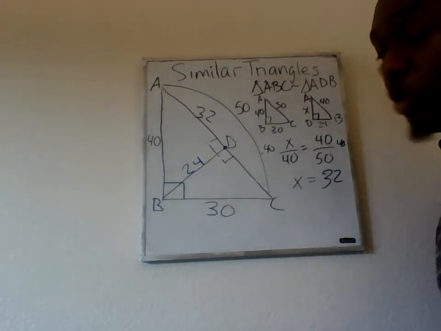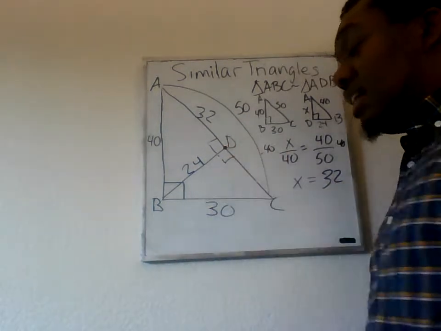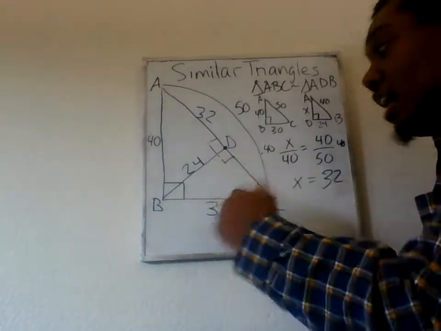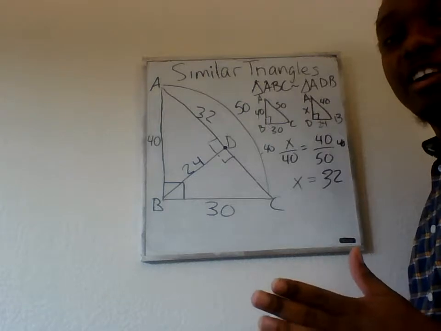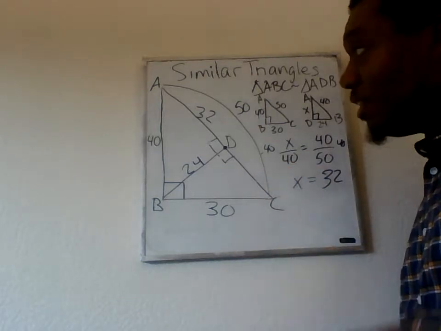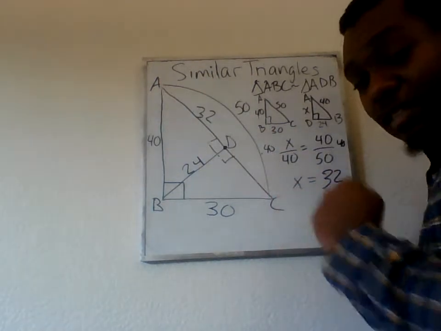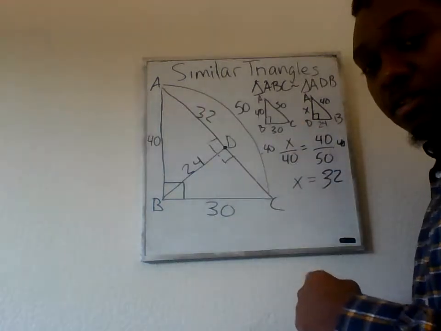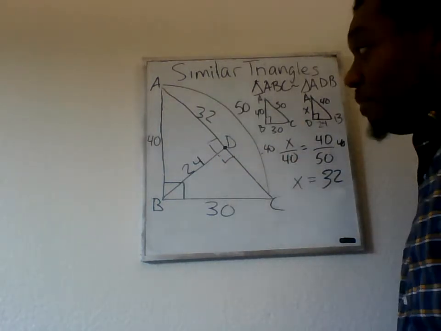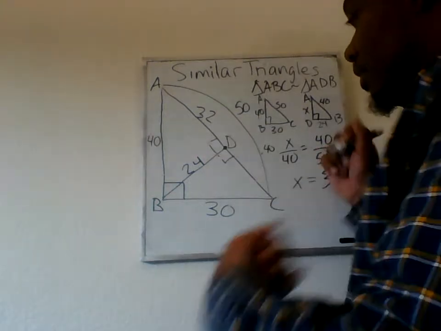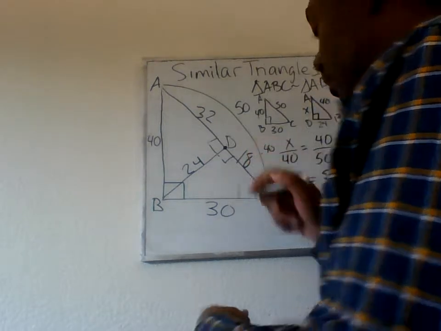All right, cool. So all we have to do now is find DC. We can use the Pythagorean Theorem. We could use similar triangles. Or, wait, there's a third thing we can do now. I know that this whole thing's 50. I know that this part's 32. How much would the rest of it have to be? That's right, we could just subtract. 50 minus 32 will give us 18.